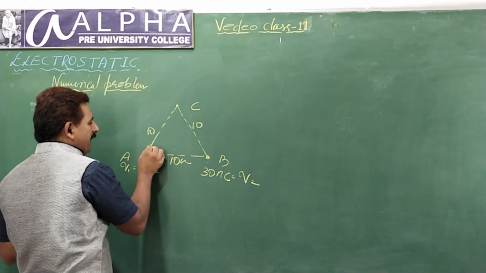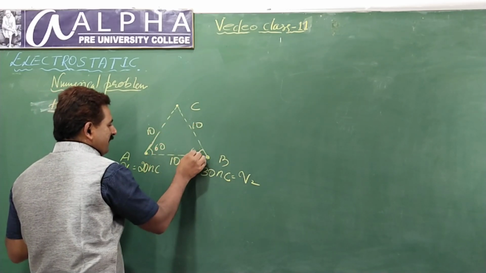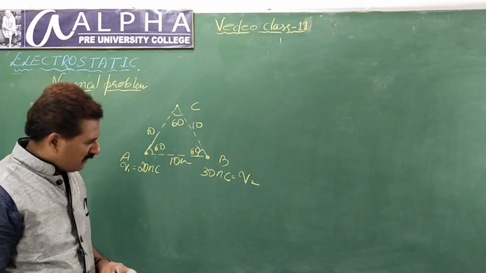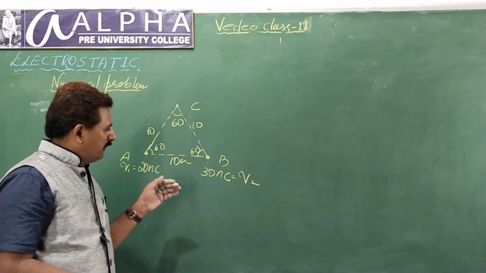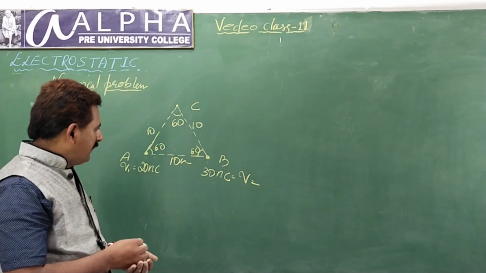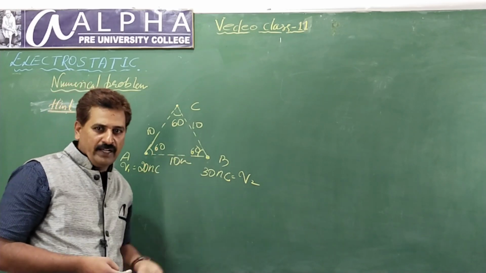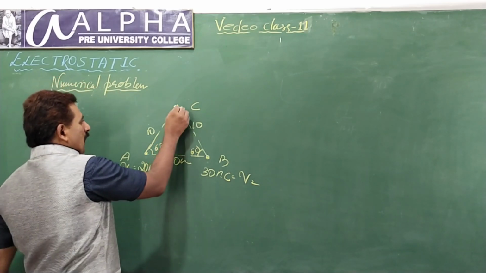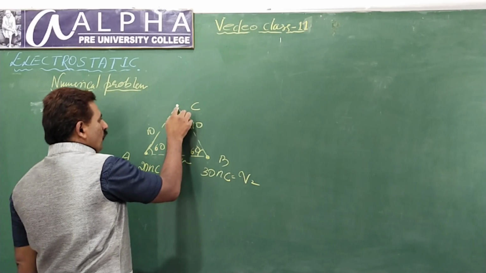What is the angle? It is 60, 60, 60. We always use an equilateral triangle in the initial stages; you can construct any triangle, but then you need to apply the formulas related to those triangles. That's it, geometry, trigonometry. Now, at this point C, you have to find the electric field.